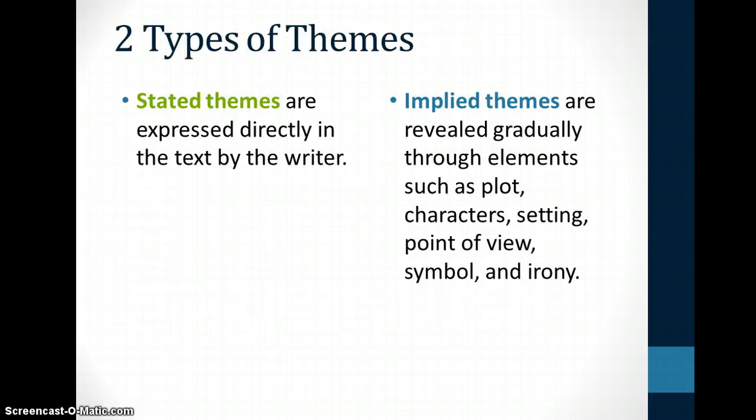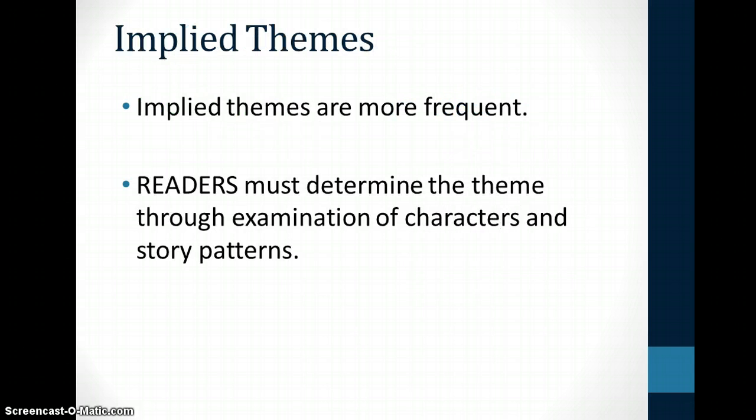So there are two types of themes. The first one is a stated theme. Stated themes are expressed directly in the text by the writer. You can also have implied themes. Implied themes are revealed gradually through elements such as plot, characters, setting, point of view, symbolism, and also irony. Implied themes are the more frequent type.